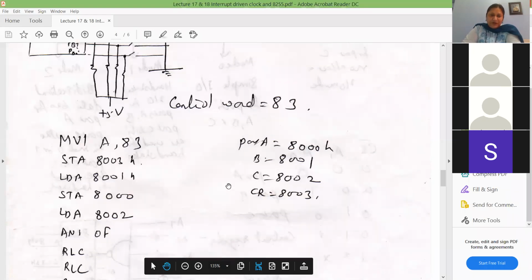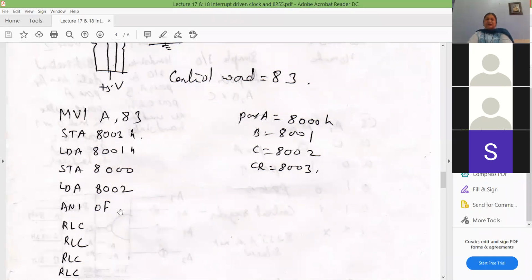Then I am ANDing it with 0F. Why am I doing that? Because only port C lower is used as an input port. Port C upper is not used as an input port, so I am not interested in whether port C upper is high or low, because no switches are connected there. This is happening in the accumulator, not at port C, so the LEDs are not getting affected. Only the accumulator data's upper 4 bits will be 00, and whatever the status of port C lower is will be available in the accumulator.